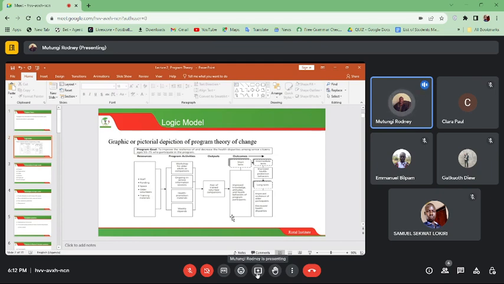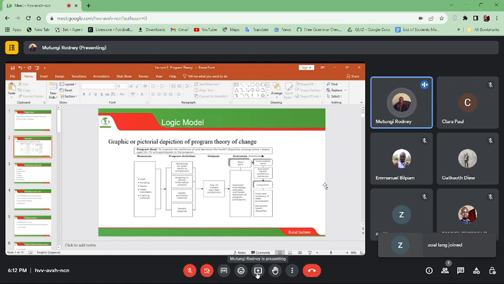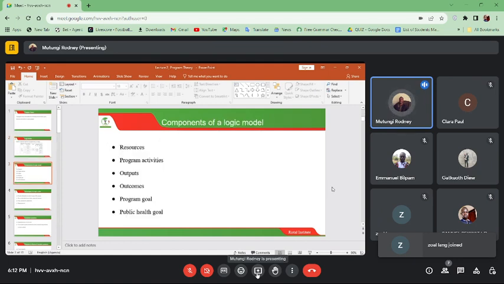From the short-term goals, you can now go to the outcomes, which will be mid-term, and then from the mid-term, from the output, then you have the impact or the long-term goal. So this is basically reflecting on what we saw earlier on.